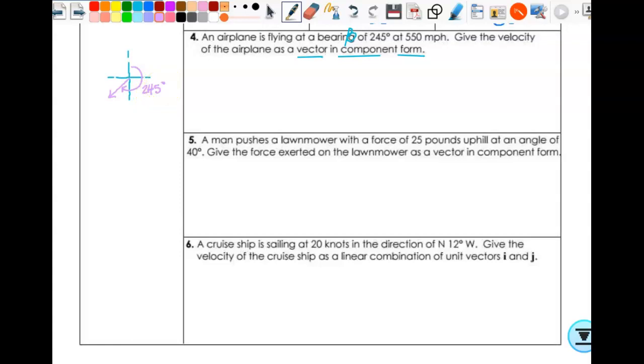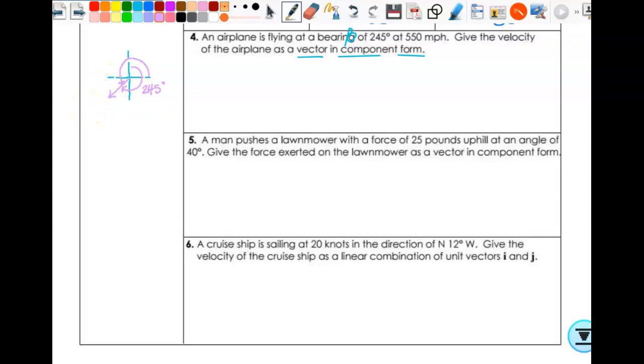What I want is theta. Theta starts at 0 here, just like it always has, and it goes around this way. So it's 180 plus a little bit. So I'd like to know what that little bit is. Well, here on my bearing, this was 180, this would be 270. So if I do 270 minus 245, then I'll get this piece right here.